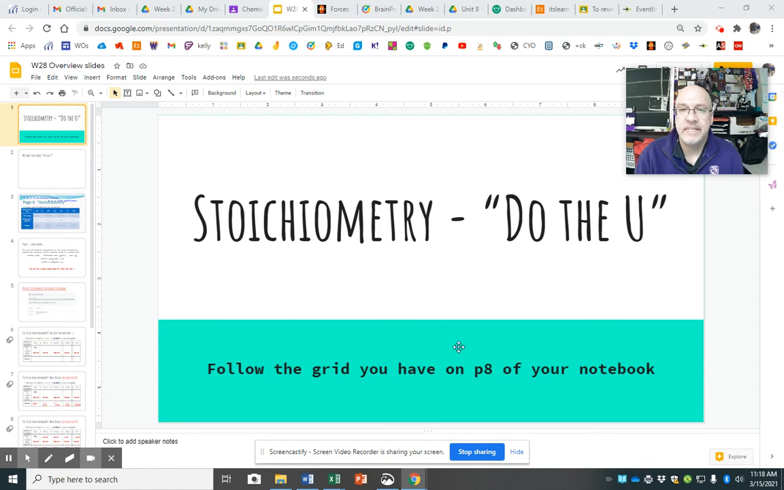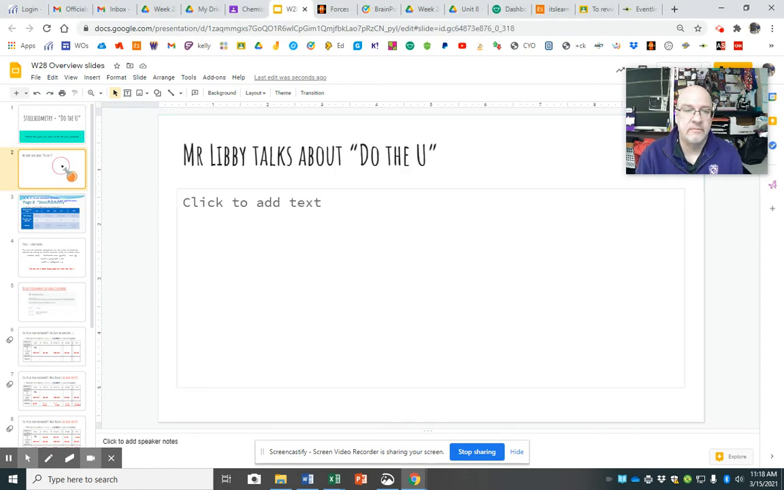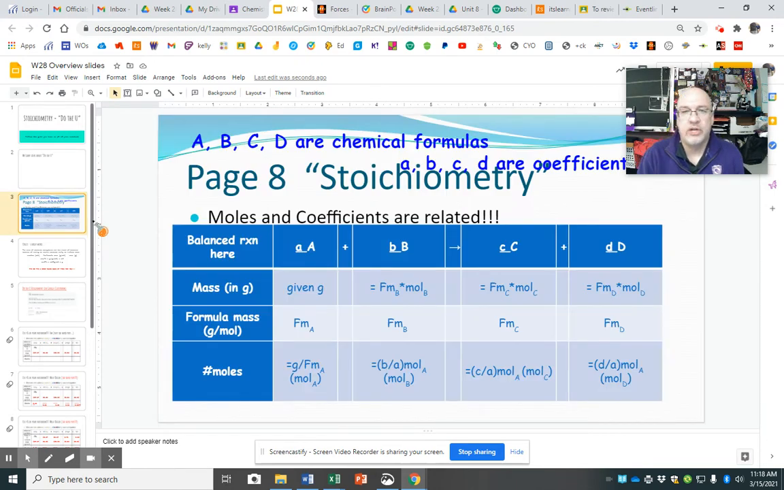You have a grid to follow on page 8 of your notebook. We're going to go over that. The next slide, this is where I'm going to put the video. This is the do the U grid that I'm talking about.